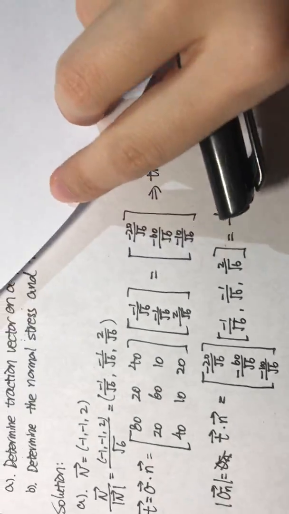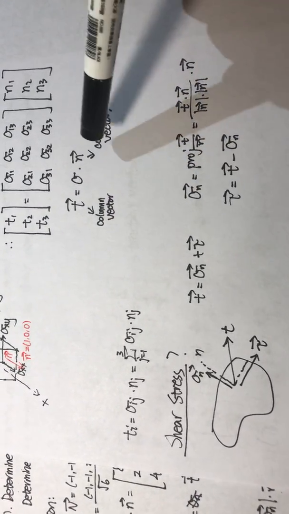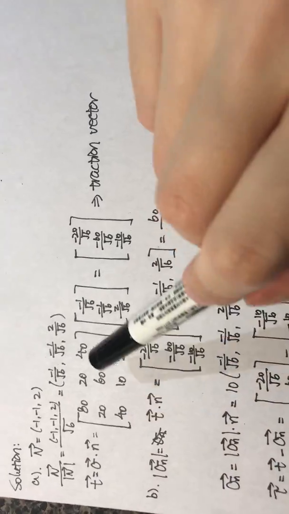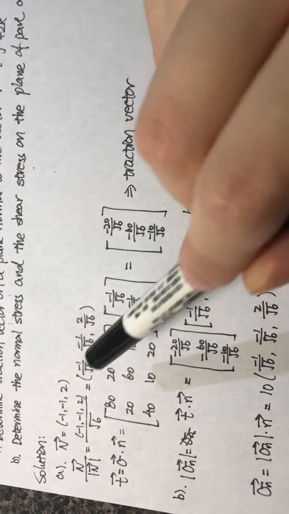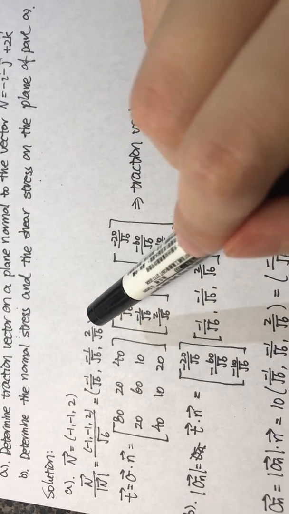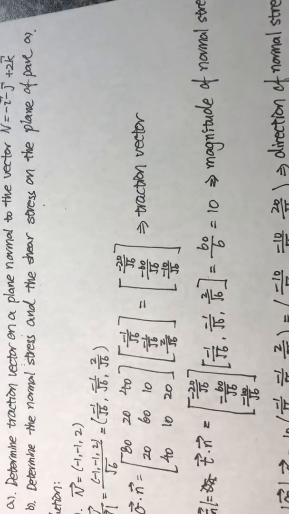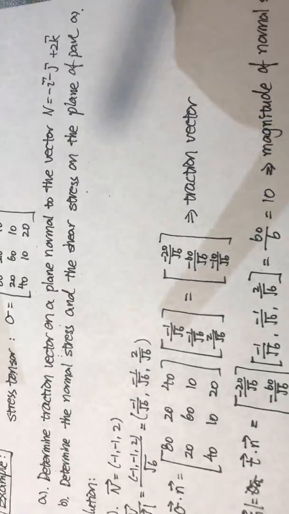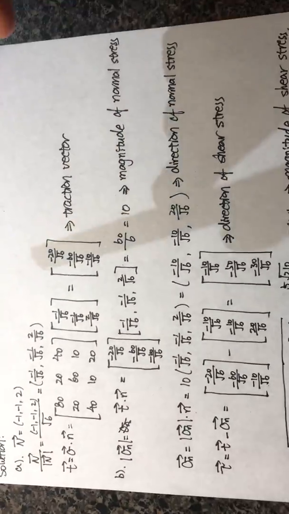As we talked about before, the traction vector is just the stress dot n. So the traction here is the stress tensor we obtained from above, dot the n, which is the normalized vector. So we have the traction vector here. And for B, we're going to calculate the normal stress and the shear stress.